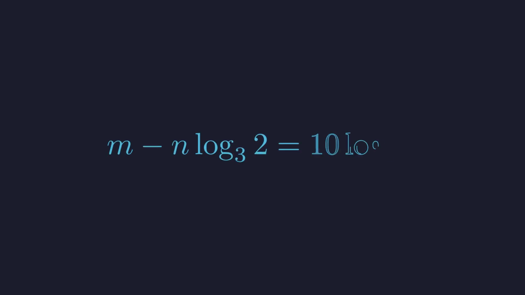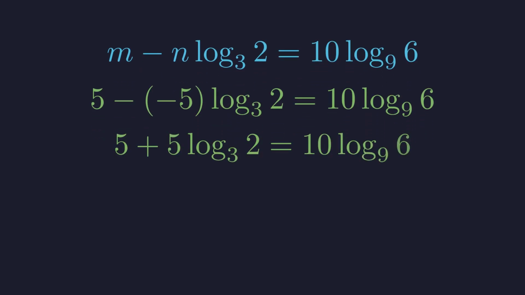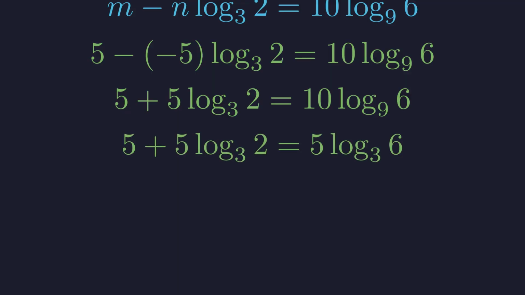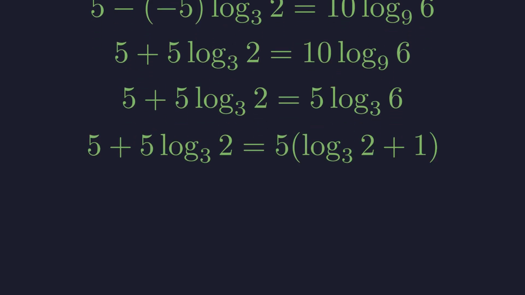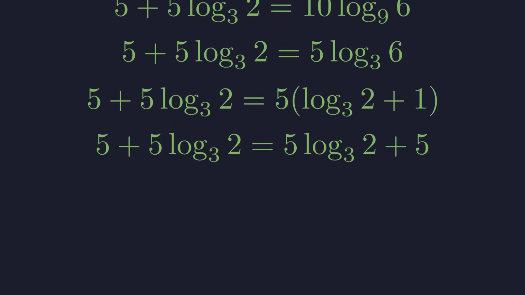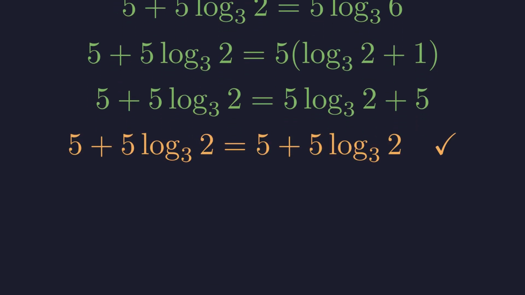Let's verify our solution by substituting back into the original equation. Here's our original equation. Substituting m equals 5 and n equals negative 5. Simplifying the left side to 5 plus 5 logarithm base 3 of 2. And we showed that 10 logarithm base 9 of 6 equals 5 logarithm base 3 of 6. Using our expansion, the right side becomes 5 times the quantity logarithm base 3 of 2 plus 1. Distributing gives 5 logarithm base 3 of 2 plus 5. Both sides are identical. Our solution is verified.